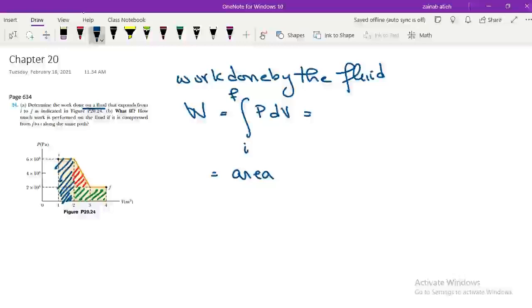Okay, in the same way as I have here, I have the arrow this way. So in this way I have an expansion. The work is equal to area. The fluid is doing work.